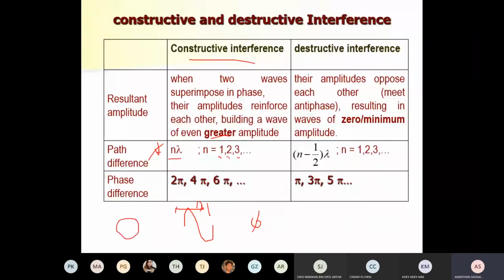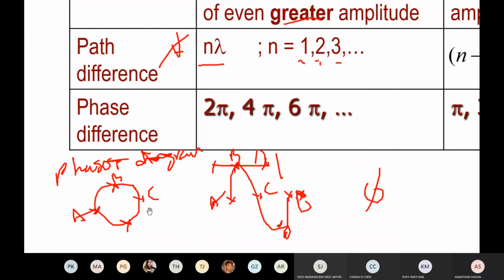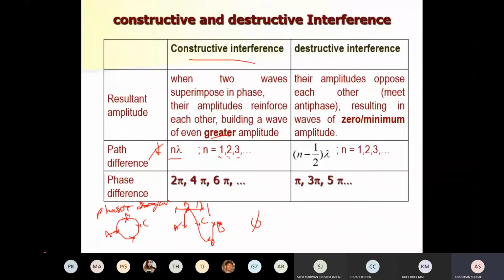Let's say the circle, you remember the phasor diagram. We call this a phasor diagram. I never mentioned the name, but the actual name is phasor diagram. You can check on the net. If the entire particle A, B, C, D, and E are placed in this circle, so this is going to be A, this is going to be B, this is going to be C, and this is going to be D.